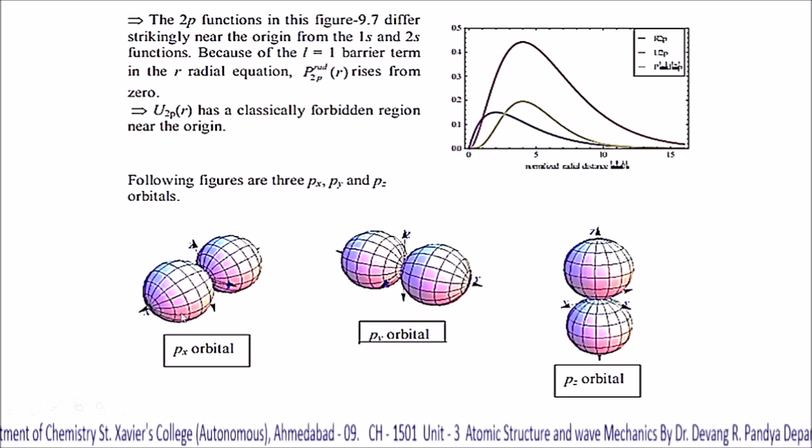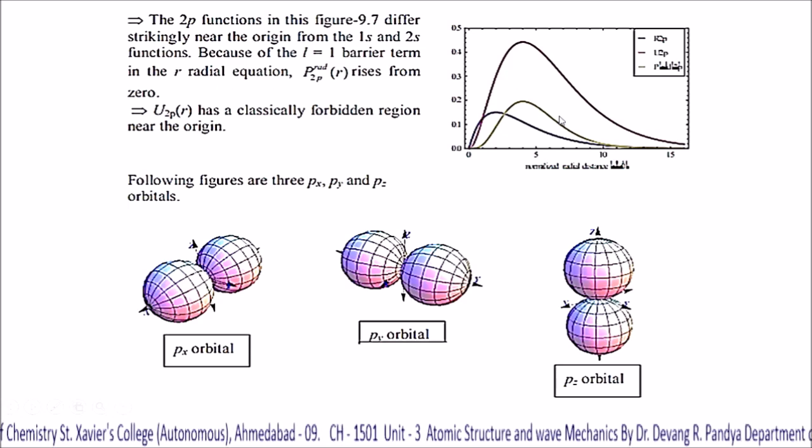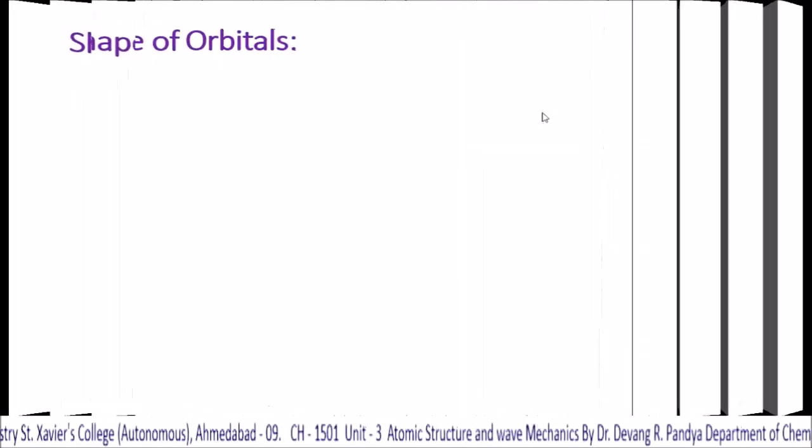So that way we can find out. So here for px, py and pz we are going to get these different values.